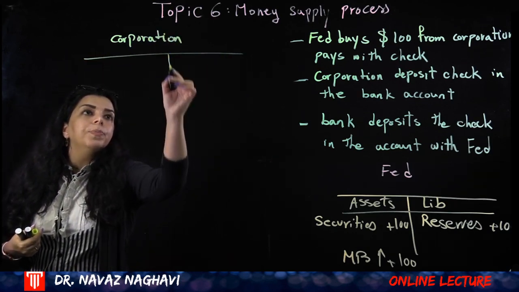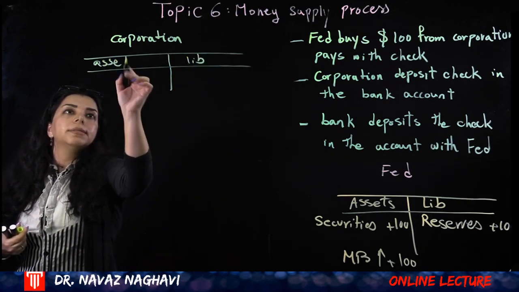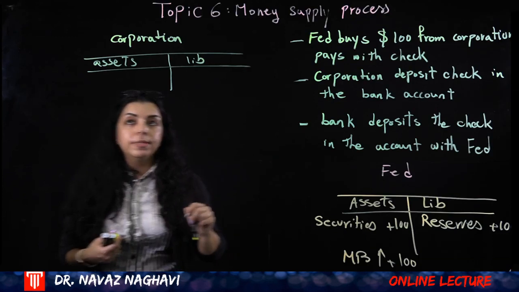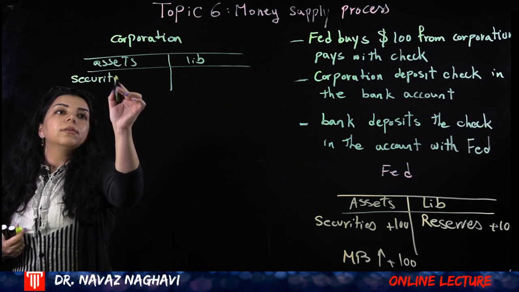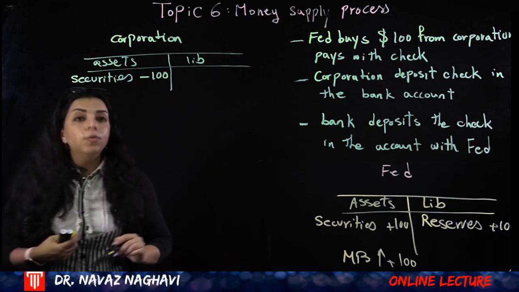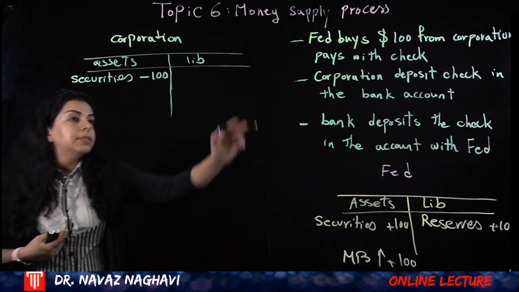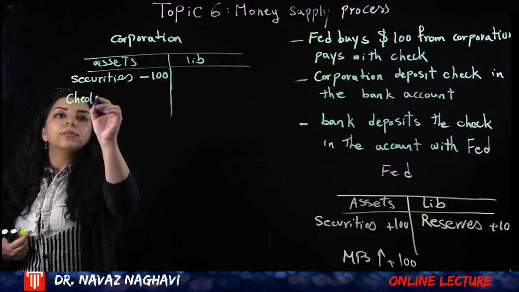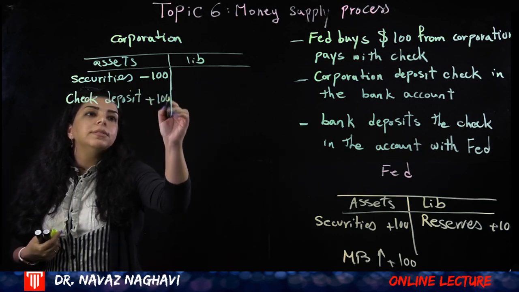Corporation T account. So again, we have liabilities here and we have assets. The corporation has sold the security to the Federal Reserve, so the security that was an asset of the corporation has now reduced by 100 units. And in return, what they have received is a check. So a check is a kind of asset for the corporation. So the check deposit has increased by 100 units.